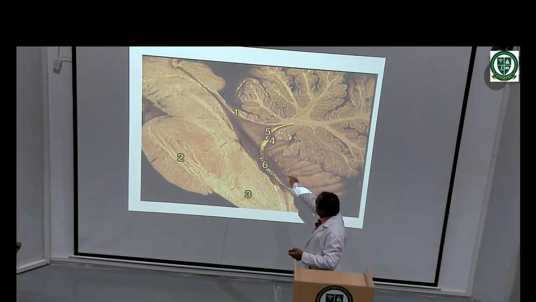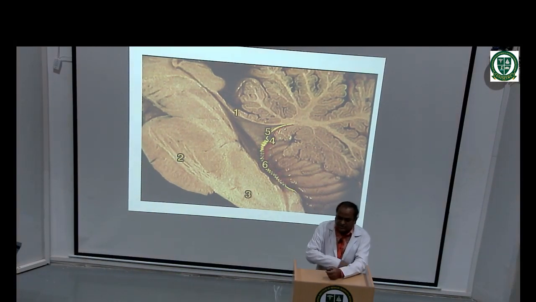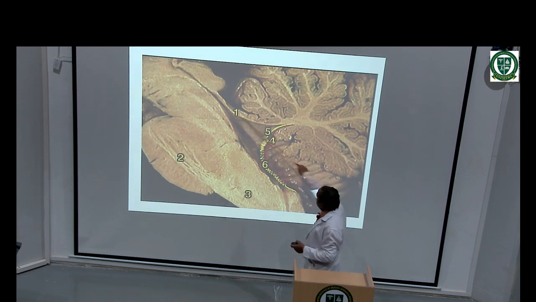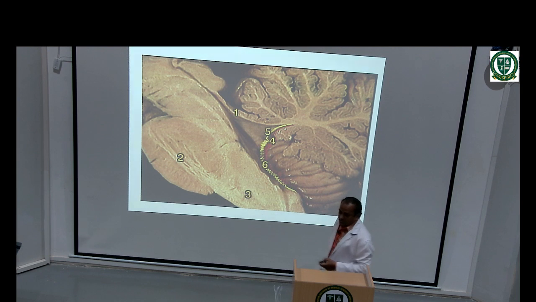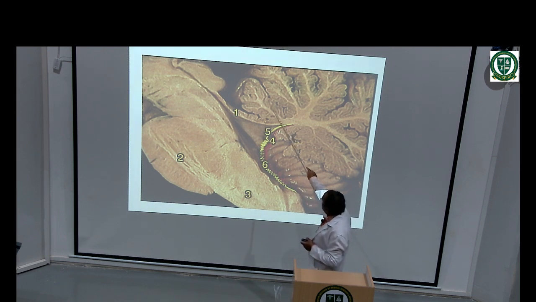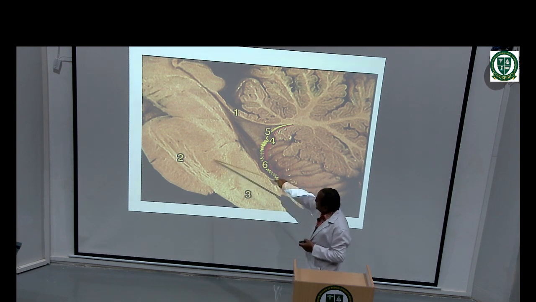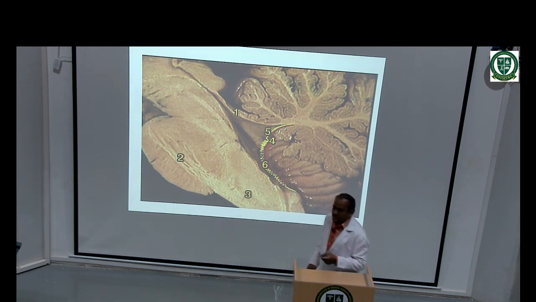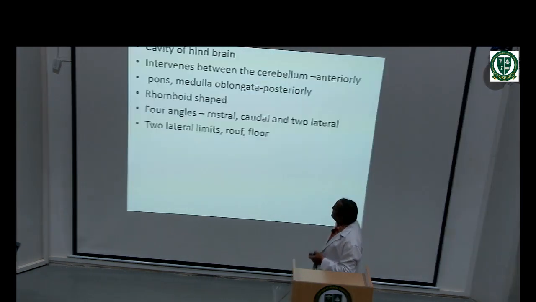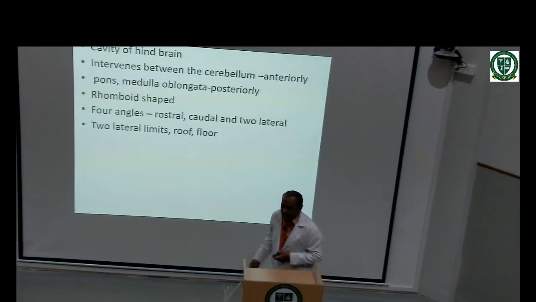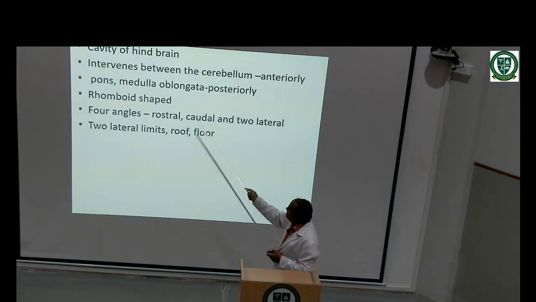So this is the fourth ventricle. In sagittal section, what is the shape of this fourth ventricle? It is triangular in shape. So this is a sagittal section, and this is the triangular shaped ventricle. It is located between the cerebellum, pons and medulla oblongata. Pons and medulla oblongata are present anteriorly and the cerebellum is present posteriorly. So it is the cavity of the hindbrain.